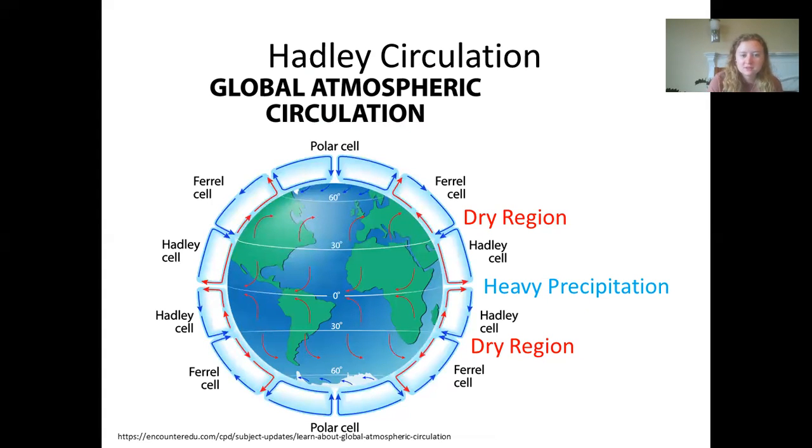Once the air sinks and reaches the surface of the Earth, it is either pushed towards the pole or towards the equator. The air that is pushed towards the equator just repeats the same process within the Hadley cell.